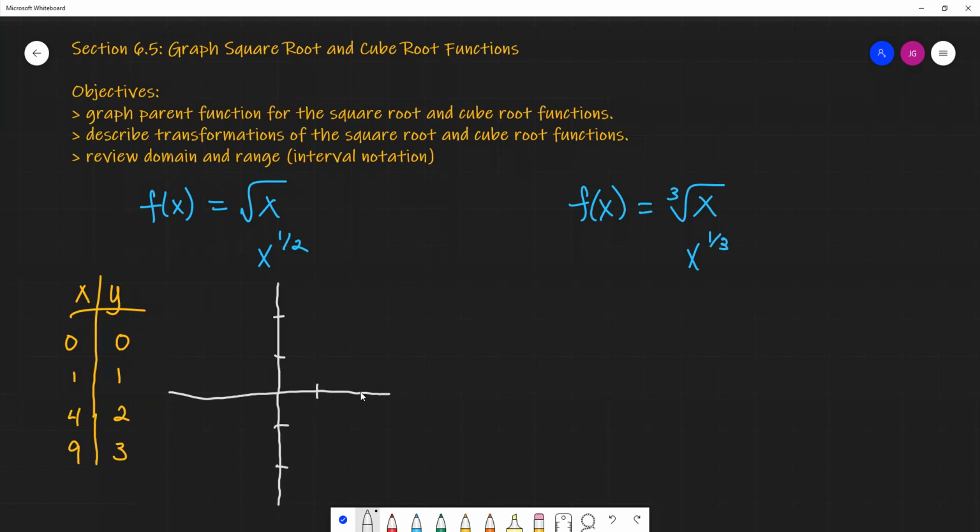I'm going to make this a little bit longer actually, and I'm going to scale this by 2 because of the way the graph is. So negative 2, negative 4, 2, 4, 6, 8. Okay, so (0, 0) is right here. (1, 1) is right here, because 1 would be right here since this is 2. (4, 2) is right here. And then (9, 3), 9 is right here, 3 is right about there. Okay, so then if we connect this, this is what our square root of x function looks like.